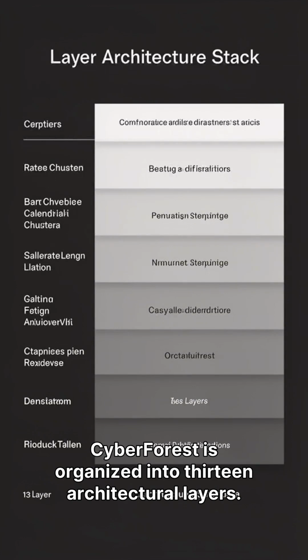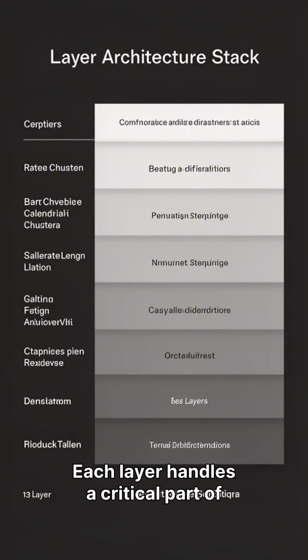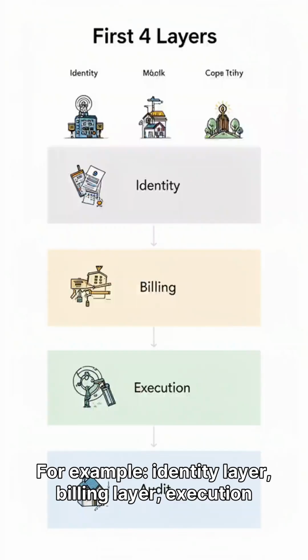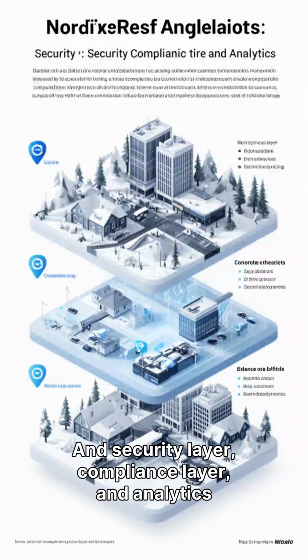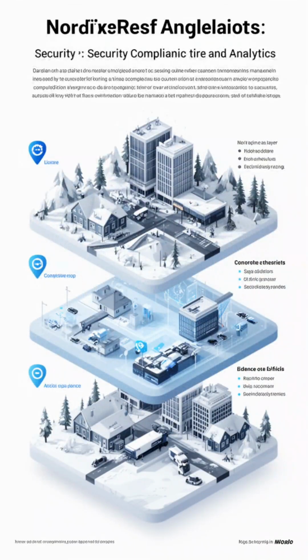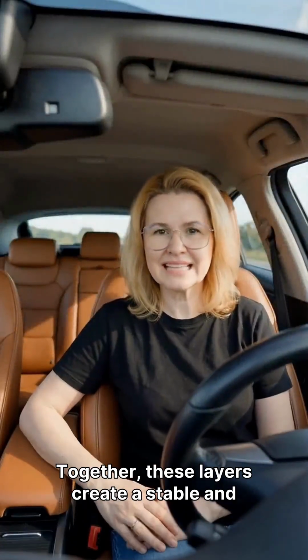Cyber Forest is organized into 13 architectural layers. Each layer handles a critical part of the system. For example, identity layer, billing layer, execution layer, audit layer, security layer, compliance layer, and analytics layer. Together, these layers create a stable and scalable SaaS architecture.